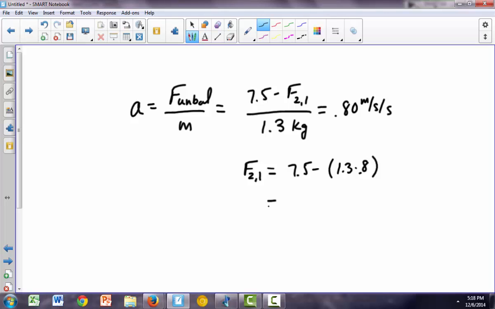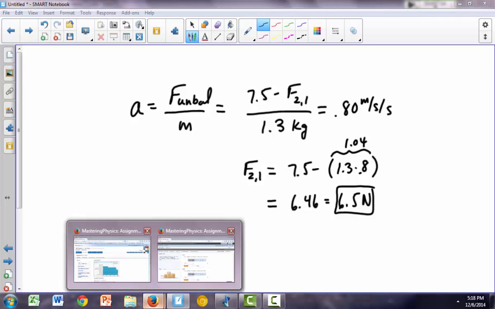And so this is going to tell me the contact force between box 2 and 1. This is 1.04, by the way. So this comes out to be 6.46 or 6.5 newtons. I'm sure they wanted 2 sig figs. The contact force between box 2 and 1, this is where Newton's third law comes in.